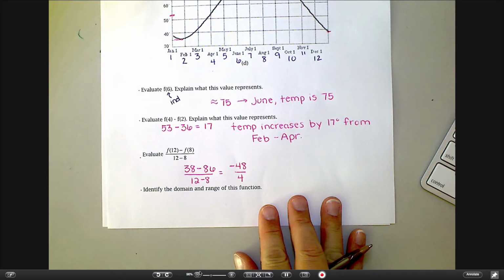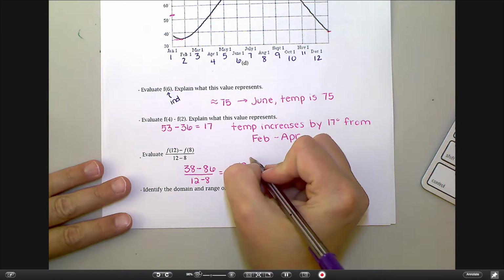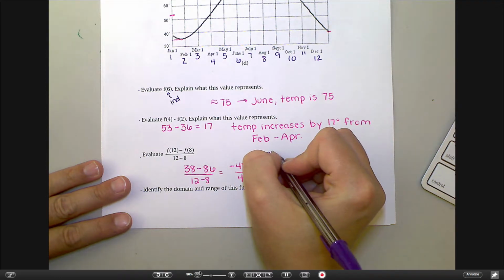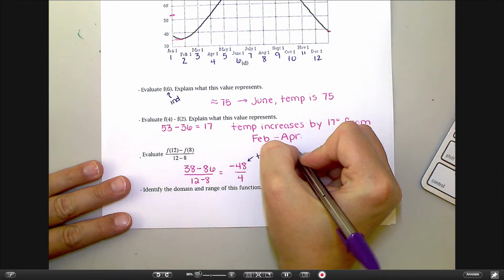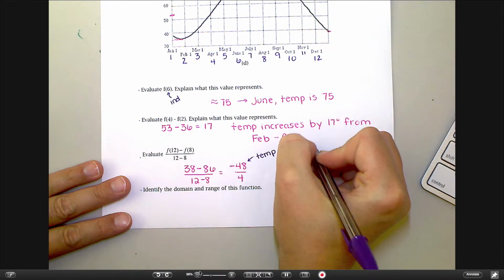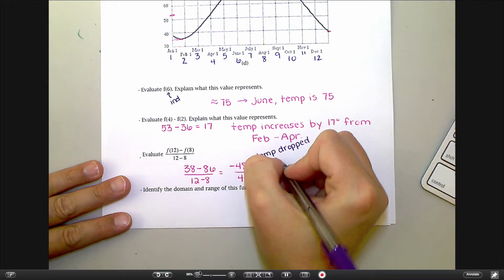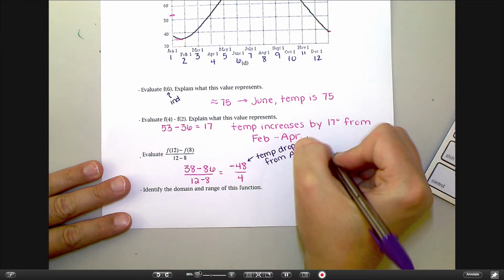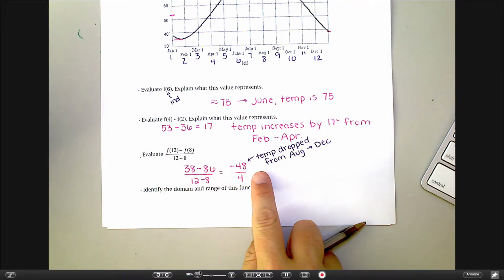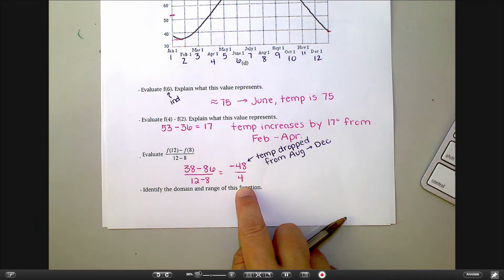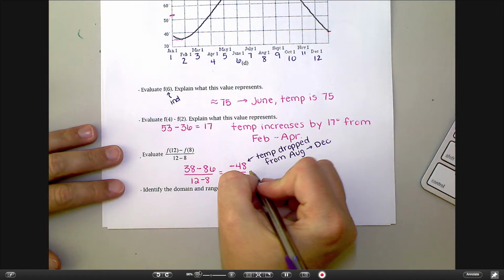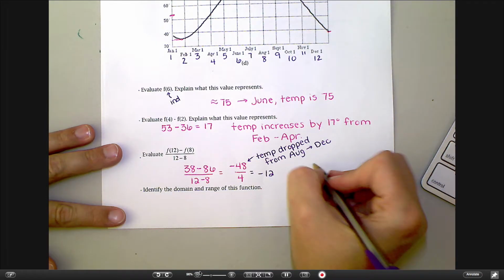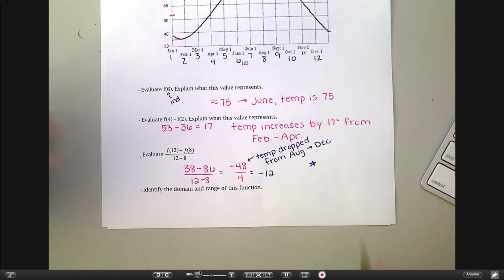I'm going to move this up so you can see it. This negative 48, that means that the temp dropped from whatever months I was just talking about. From August to December. And then think about, why would we take that temperature drop and divide by 4? Okay, because when we divide by 4, we get negative 12. What that negative 12 is really telling us is the average change per month.